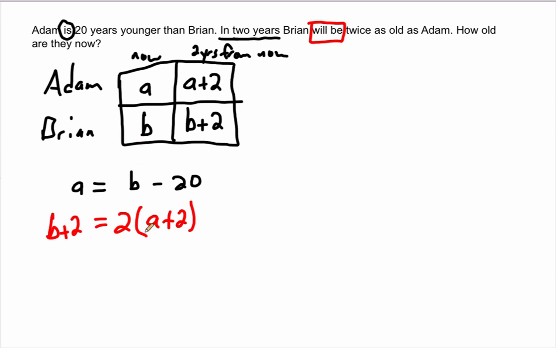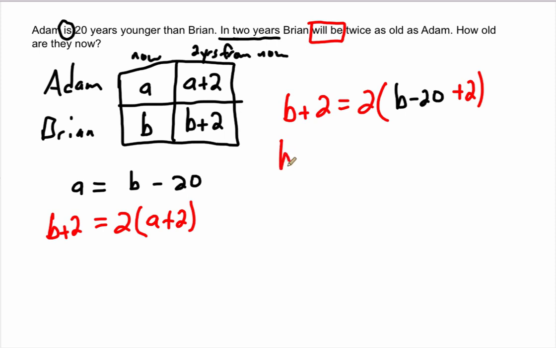Okay, so it looks like this is set up very nicely for a substitution because we have a first equation already solved for one of the variables. So I'm going to write the second equation, B plus 2 equals 2 times. Now, instead of writing A, I'm going to substitute in that B minus 20. So we have B minus 20 plus 2. All right, so we basically wrote that second equation, except instead of writing A, we wrote B minus 20. Now I'm going to clean that up, simplify.